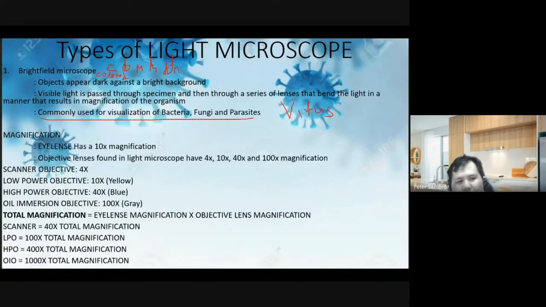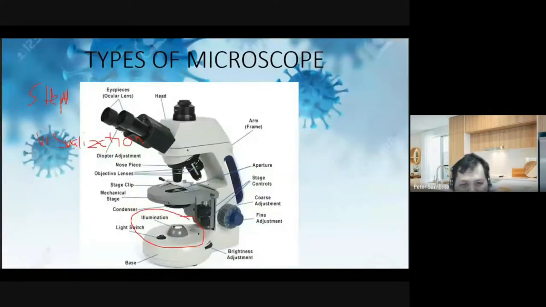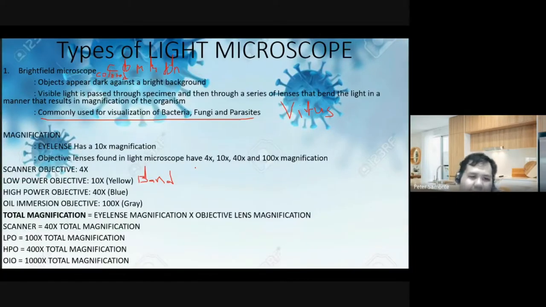Now, I just want you to take note of this, class. Now, most compound or bright field microscopes have 3 or 4 objectives. Some have no scanner, some have. So just a marking for you to know which type of objective that is. Your LPO, your low power objective, has a yellow band. It has a yellow band, class, on the objective. This is the band, the yellow band. And that would signify that that is an LPO.